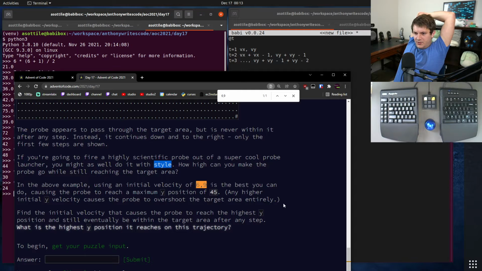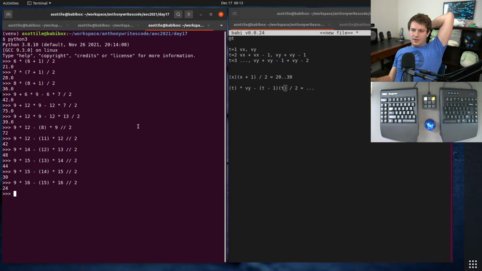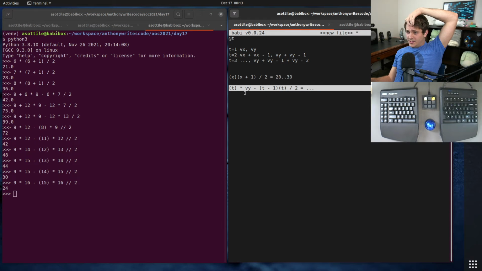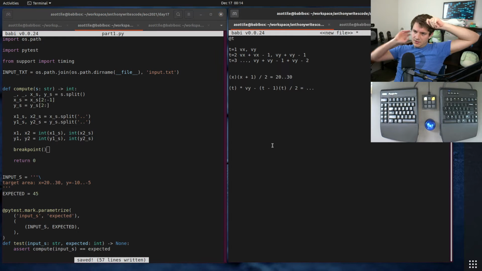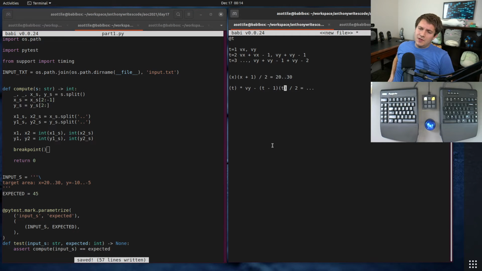Any higher initial Y velocity causes the probe to overshoot the target area entirely. So we need to know the target Y position, or the target Y velocity has to be the difference between these two. It has to be -5 somehow. Oh, but that's not even true because you could be further up and hit it by luck.